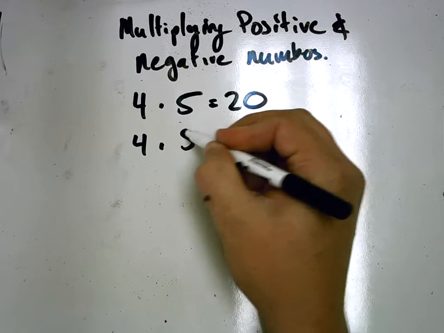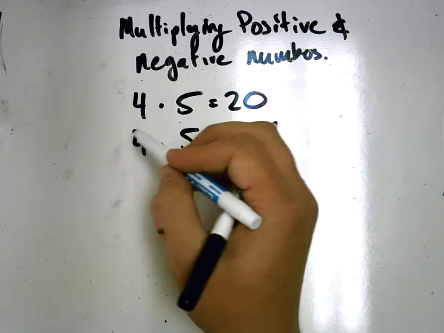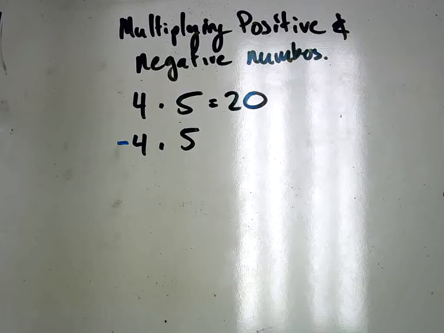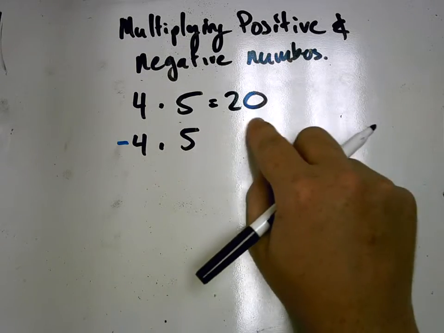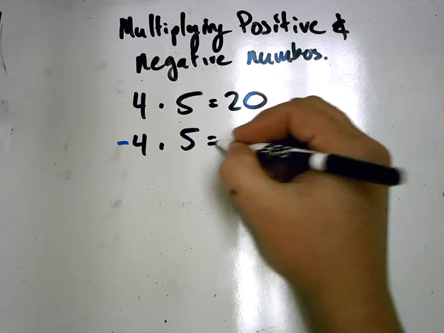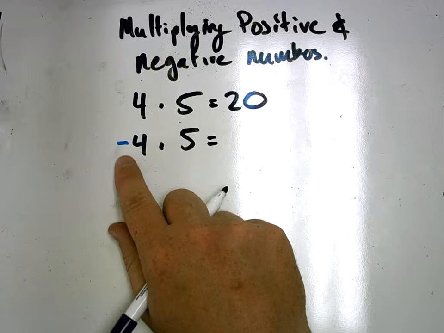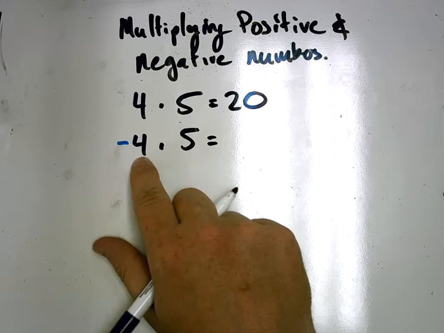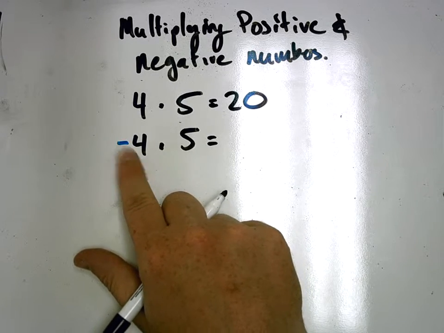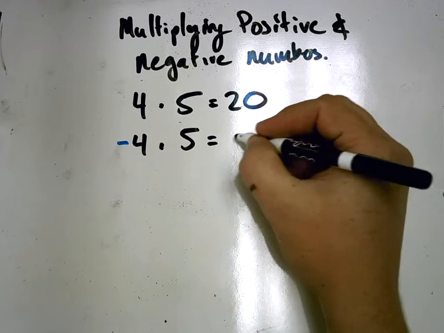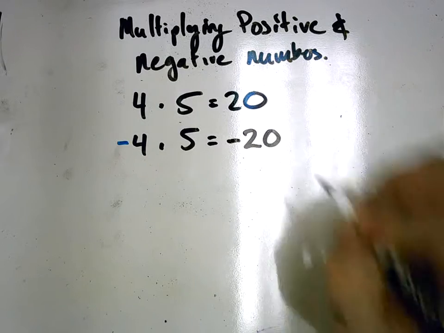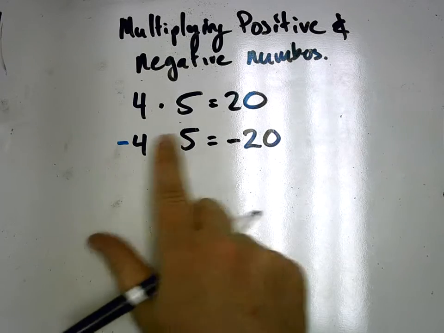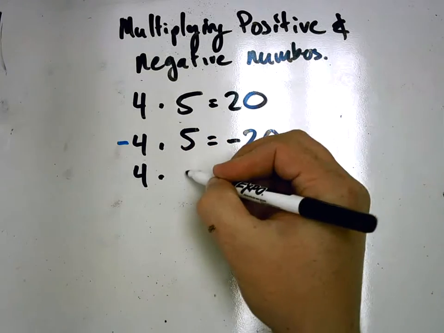Now what we're introducing is when one of the two numbers is either positive or negative. So I'm going to change this 4 to a negative 4. The value of the product doesn't really change. The only thing that's going to change is the sign. Here we have a negative 4, and the way you've heard it before is a negative times a positive is negative. And it doesn't matter if it's the first number that is negative or the second number that is negative.